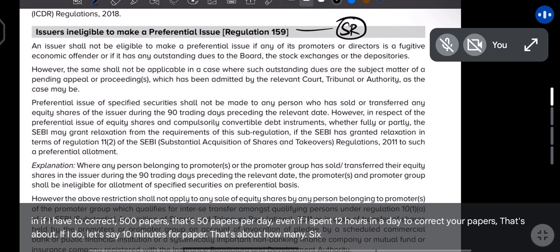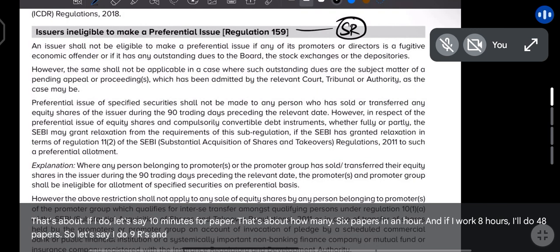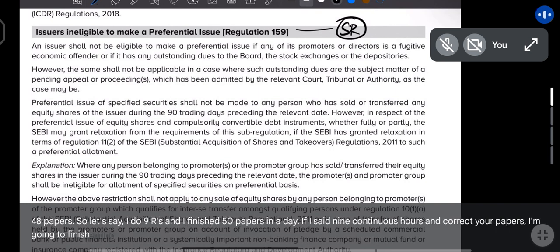6 papers in an hour. And if I work 8 hours, I'll do 48 papers. So let's say I do 9 hours and I finish 50 papers in a day. If I sit 9 continuous hours and correct your papers, I'm going to finish 50 papers in a day.